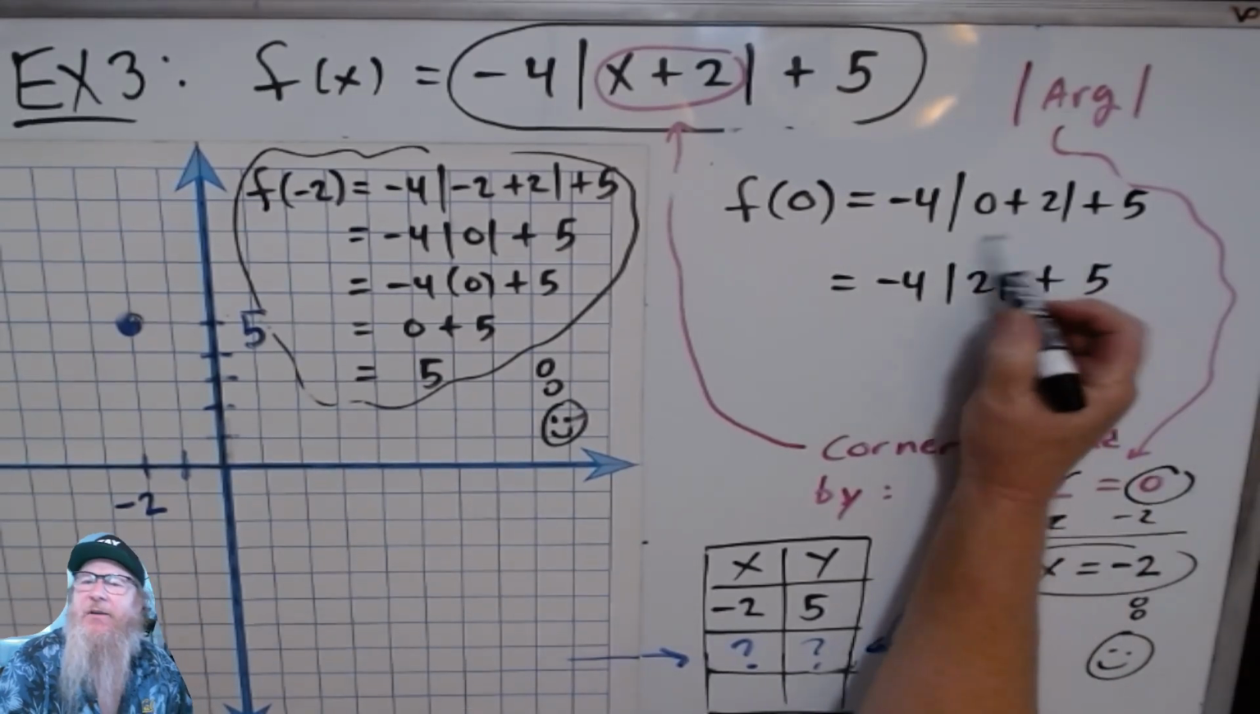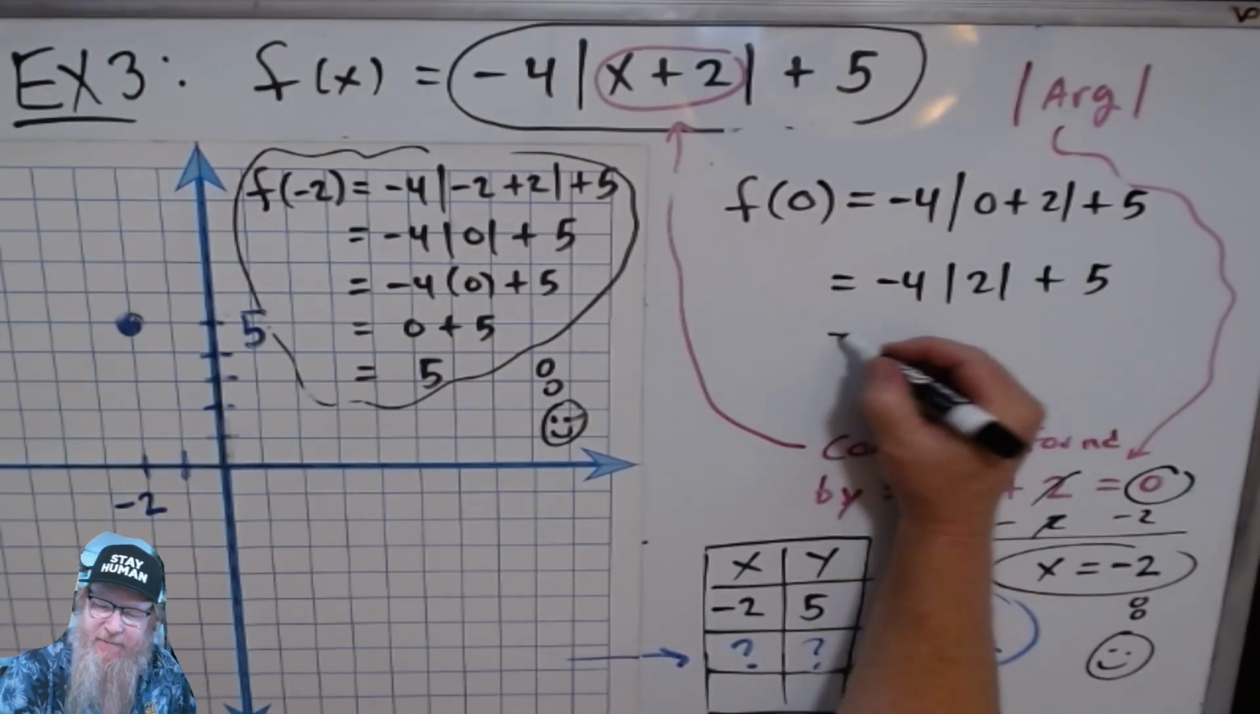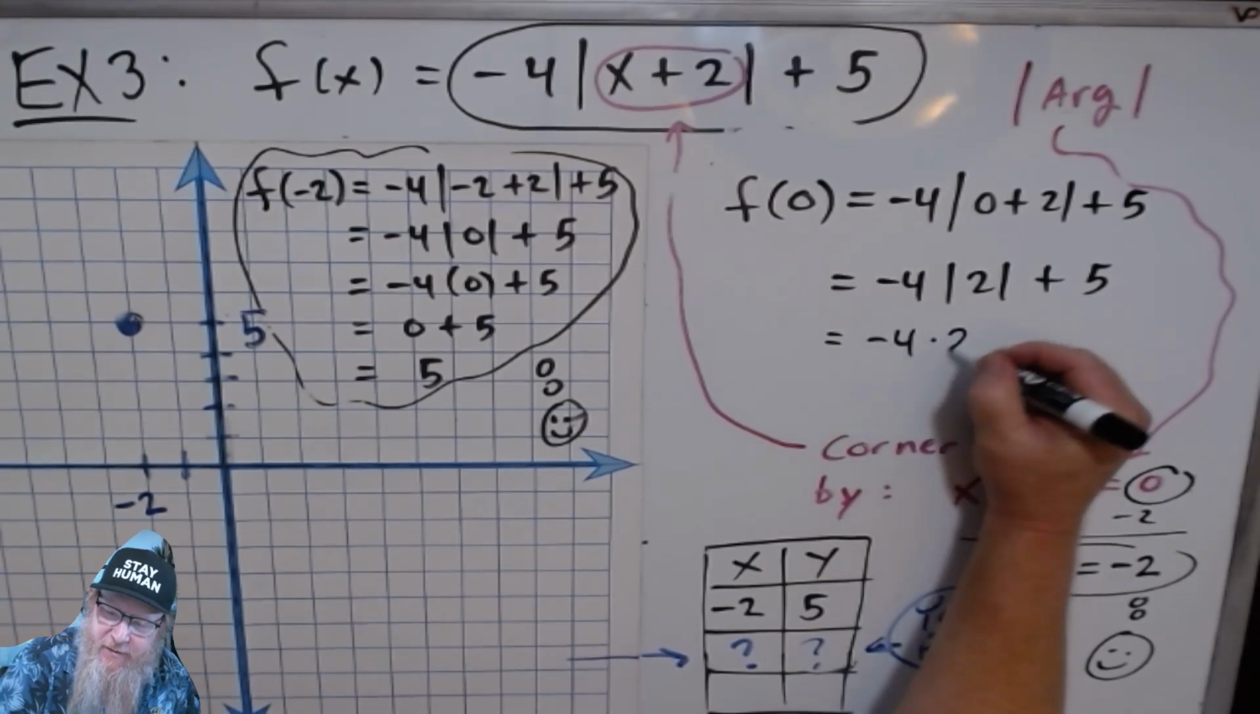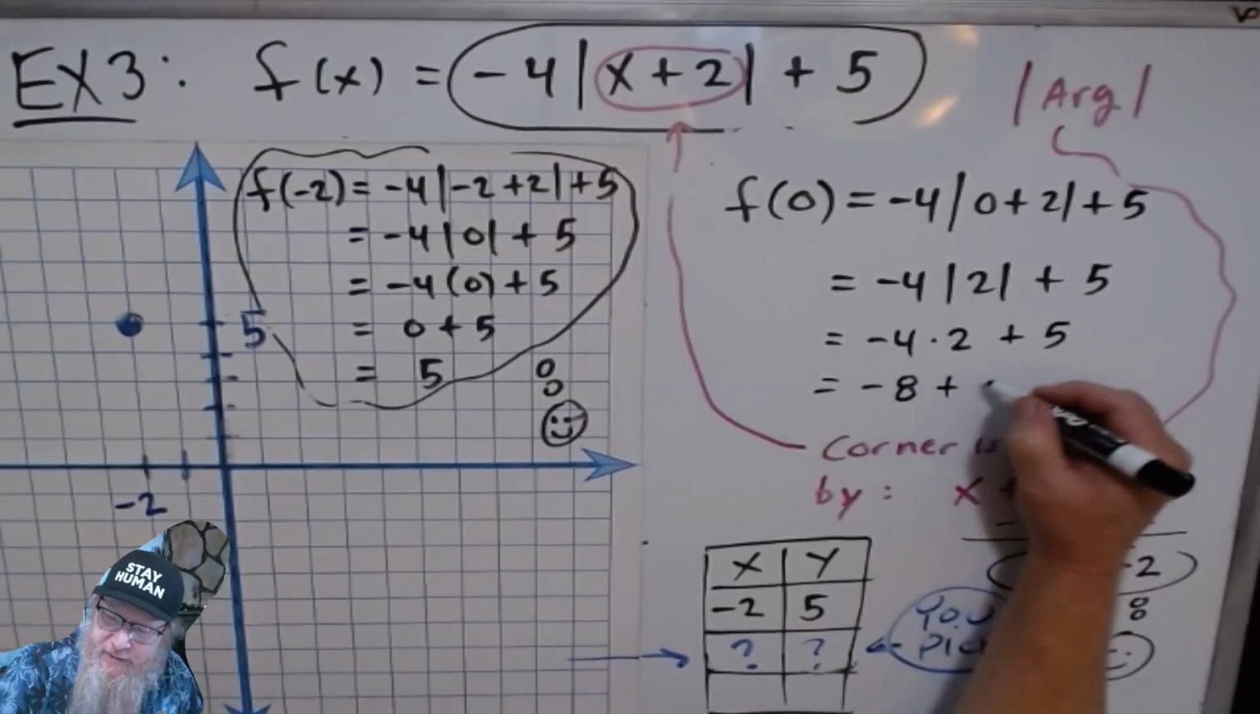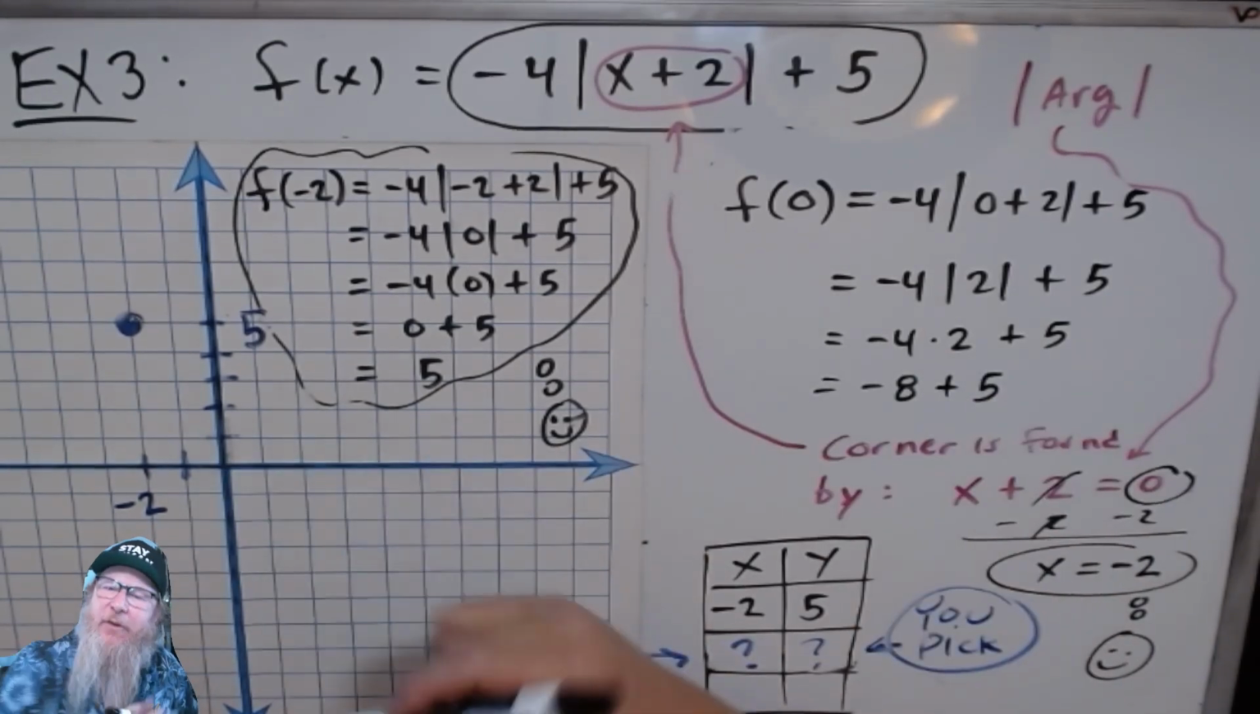You see why 0 is so nice? It makes the inside of the absolute value very easy. You don't have to pick 0. You can pick 1. That's another good choice.